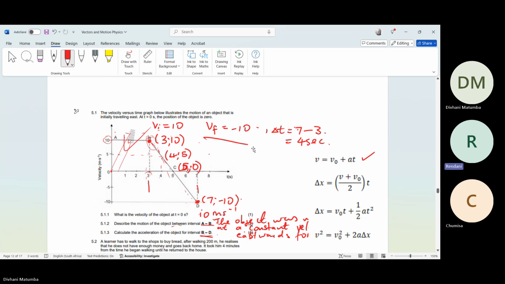Wait, I'm confused. If you consider only this scenario, from B to D, it means you're going to have 2 points. That's why I emphasize that you must always consider scenario by scenario. From B to D, you're going to have initial and you're going to have final. So your initial is here. At your initial, velocity initial was 10 meters per second. Do you agree with that? Yes, sir. Do you agree that the velocity final at this point was minus 10 meters per second? Yes. So you do have velocity initial and velocity final, and also change in time.